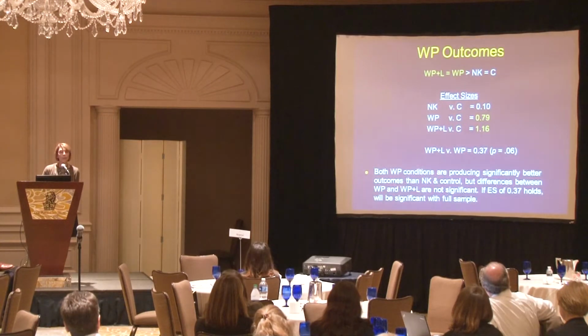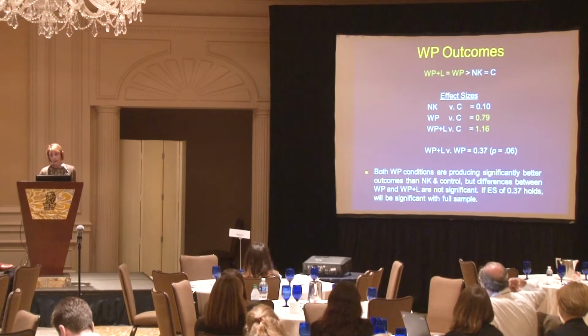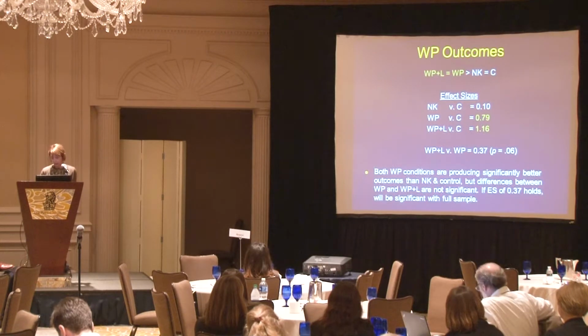On the word problem outcome, both word problem conditions are producing significantly better outcomes than number knowledge and the control conditions. But differences between the word problem and the word problem plus language conditions are not significant. The p-value is 0.06. If the effect size of 0.37 between the 2 word problem conditions holds, then that will be significant with a full sample.